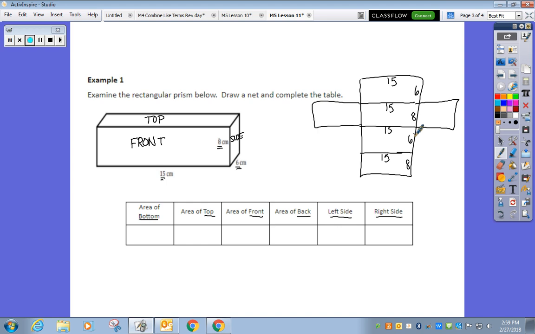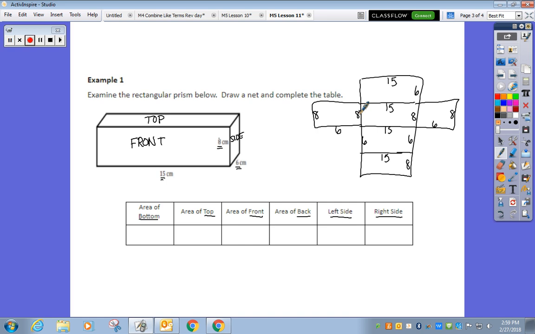And then also remember that my flap should match. So if this is 6, this should also be 6. If this is 8, then this is 8. And then over on the other side, if this side is 6, this would be 6, which means this side would be 6. The 8 then continues across the way as well.